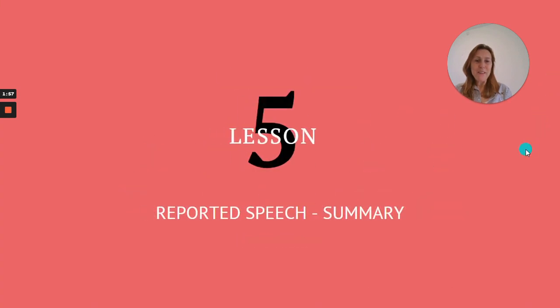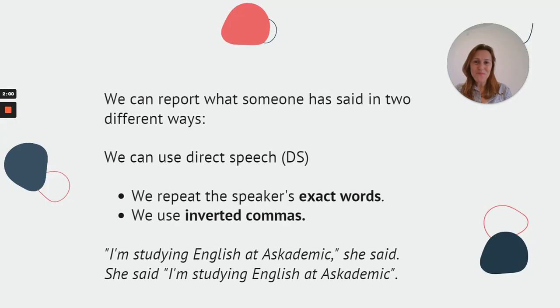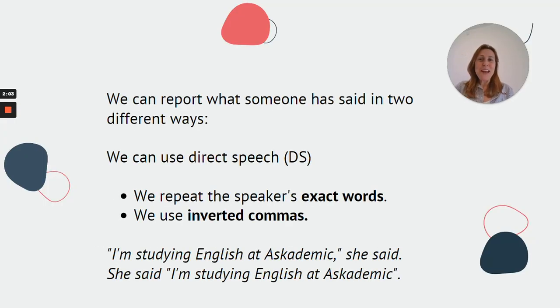We are on lesson 5, and this is a summary. We have already said that we can report what someone has said in 2 different ways: by using direct speech or indirect speech. If we use direct speech, we repeat the speaker's exact words. We use inverted commas, and we also use a comma or colon within the inverted commas. For example, "I'm studying English at Askademic," she said, or she said, "I'm studying English at Askademic."